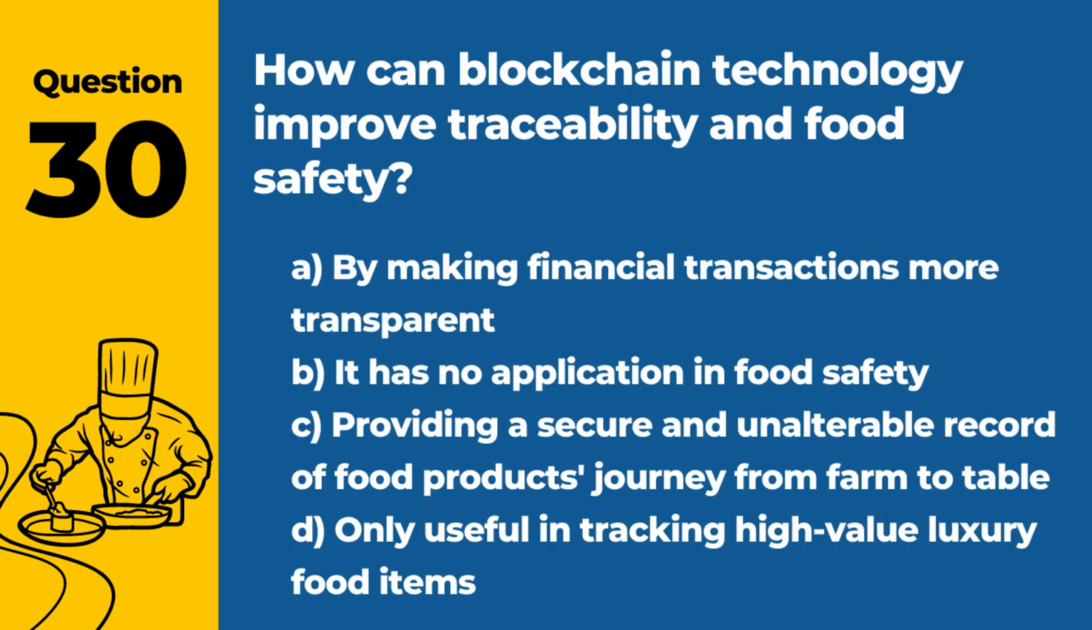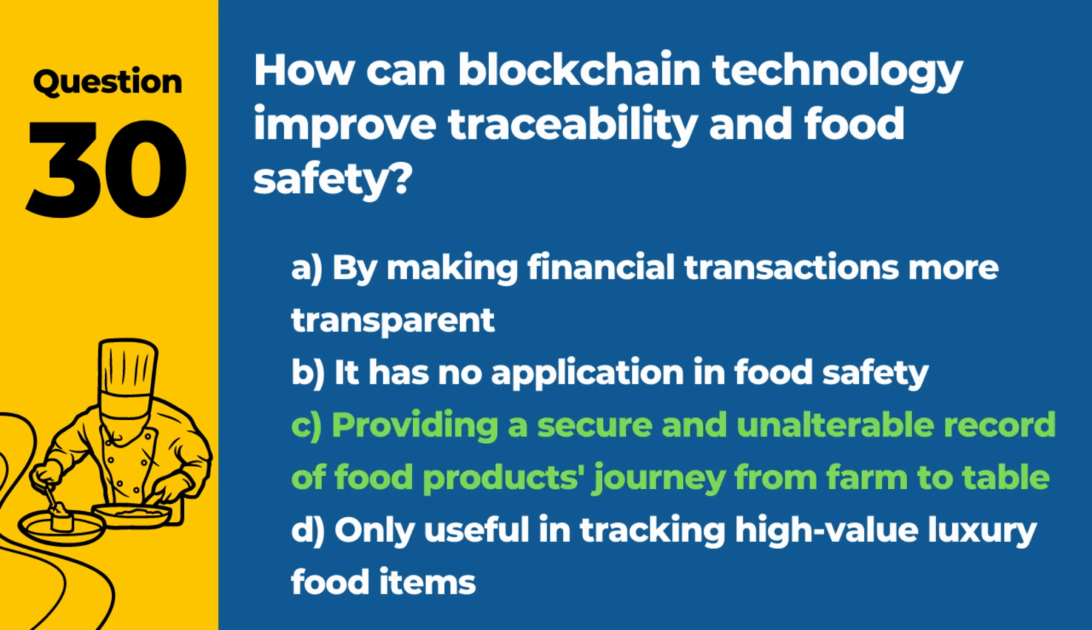Question 30. How can blockchain technology improve traceability and food safety? A. By making financial transactions more transparent. B. It has no application in food safety. C. Providing a secure and unalterable record of food products' journey from farm to table. D. Only useful in tracking high-value luxury food items.